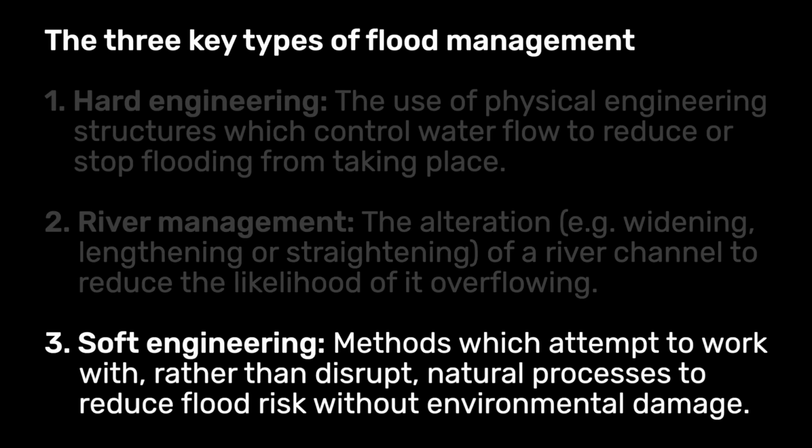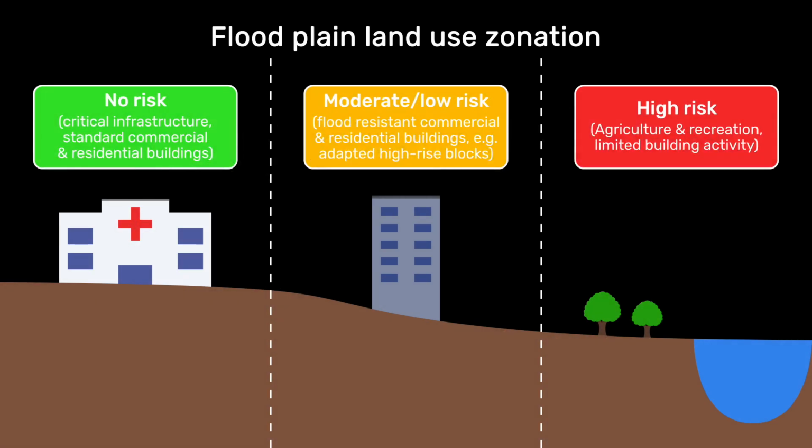Soft engineering methods are usually much more ecologically sensitive. They attempt to manage flood water rather than prevent it. This involves working with natural processes to reduce flood hazard while also sustaining other ecosystem services. Soft engineering methods may include, for example, washland, land use zonation, and afforestation. Land use zonation is one of the most effective ways of managing flood risk.